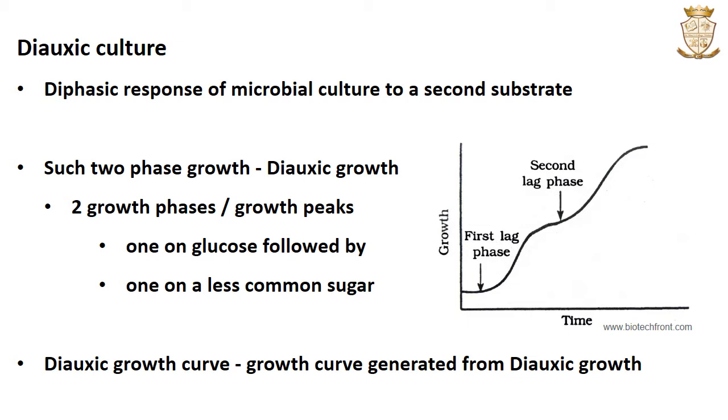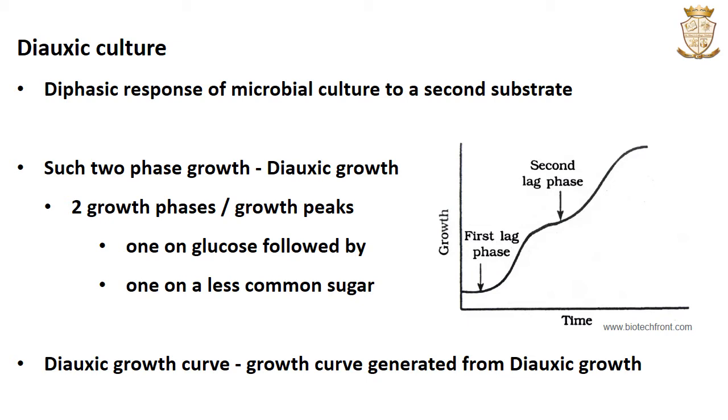The first phase is when they are growing by using glucose, followed by the growth phase during which the bacteria are utilizing the less common sugar, that is lactose. So there are two lag phases and two logarithmic phases. The first lag phase and the first logarithmic phase are when the bacteria are growing by utilizing glucose, and after this first logarithmic phase there is a brief delay during which the enzymes required for lactose utilization are synthesized.